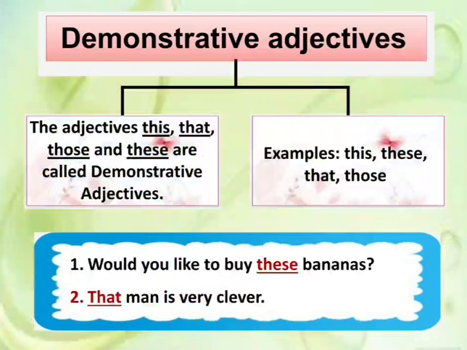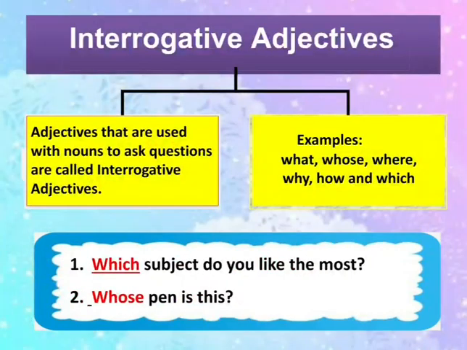So example, would you like to buy these bananas? Again, these bananas, we are basically pointing out bananas. So these is a demonstrative adjective. That man is very clever. Again, we are pointing at that man. So that is a demonstrative adjective.